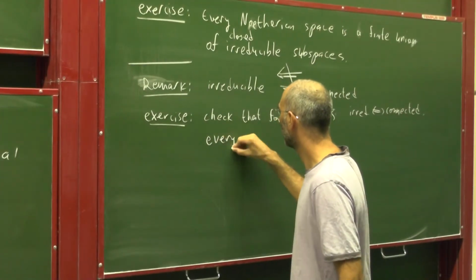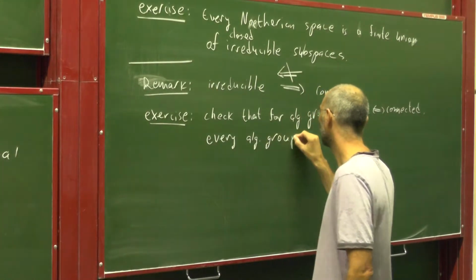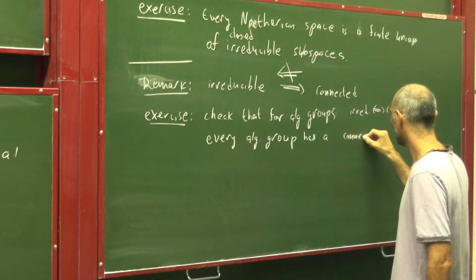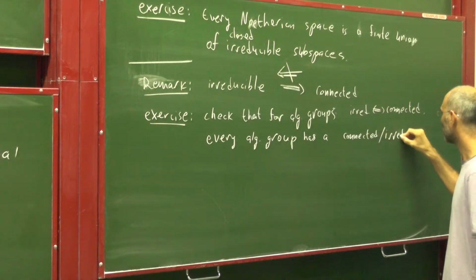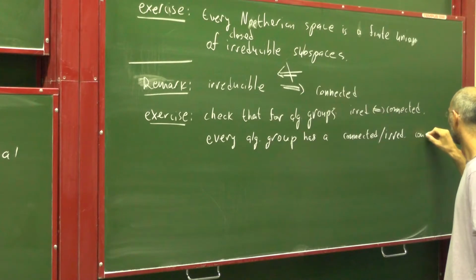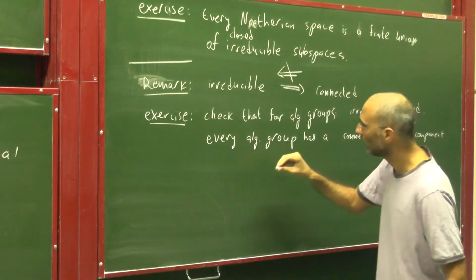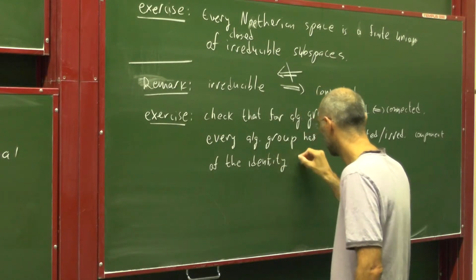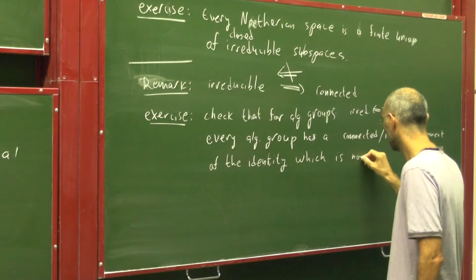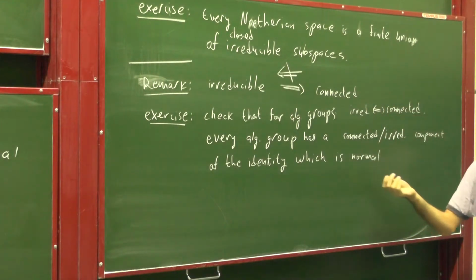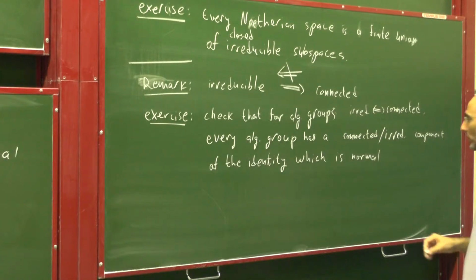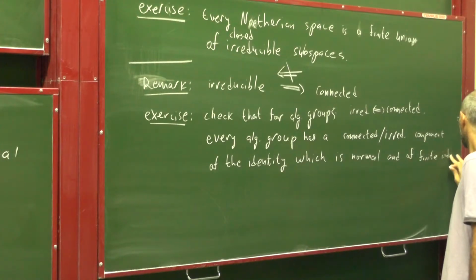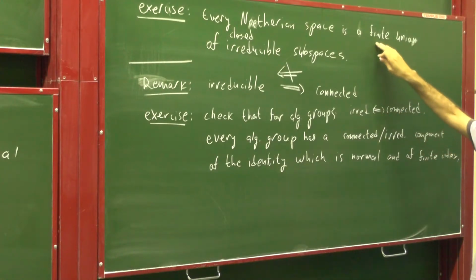And every algebraic group, I'm talking about the Zariski topology here, has a connected or irreducible component of the identity, which is normal, because it is canonical somehow; if you conjugate it, it stays. It is normal and of finite index because of that.